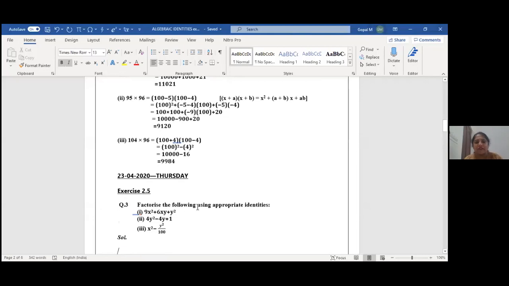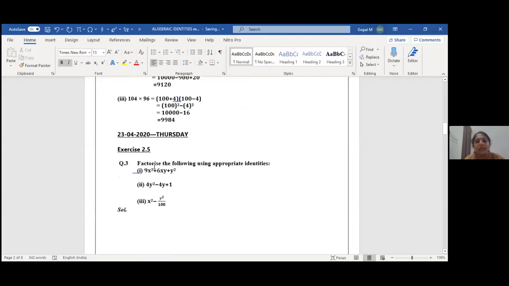Here see. Factorize the following using appropriate identities. Am I clear, children? Appropriate identity. They did not mention which identity. You have to observe and apply here. See the first question here: 9x square plus 6xy plus y square. You just observe the first term. What is the first term here? 9x square, ma'am. So 9 is a perfect square of which number?